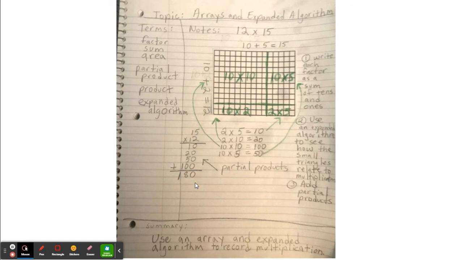So I finished adding the partial products and I got 180. I also added expanded algorithm, excuse me, and product to my list of terms. And finally, I wrote a summary using the end of the video, because the end of each of these videos summarizes the skill. So I wrote, use an array and expanded algorithm to record multiplication.